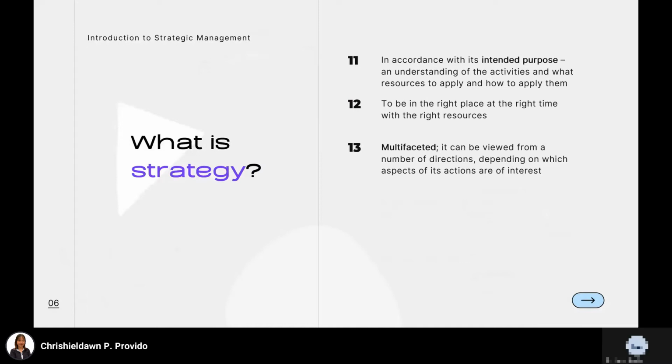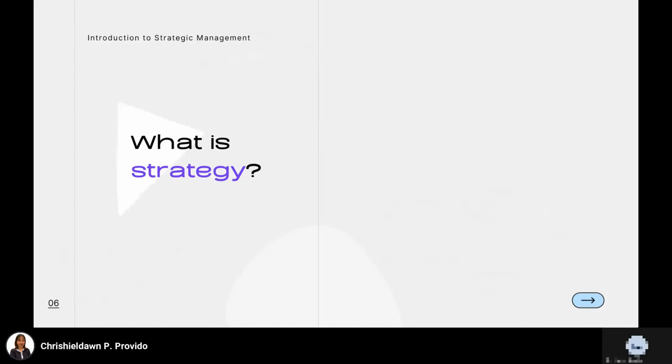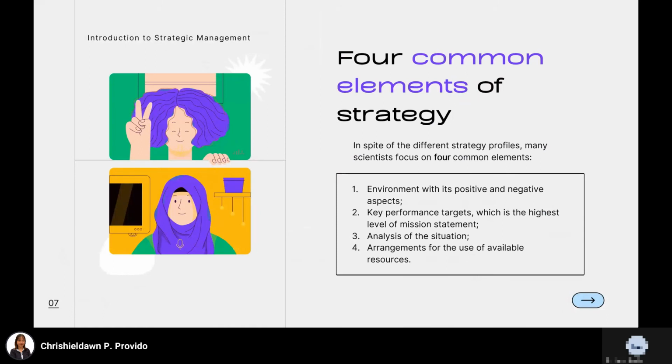An organization's strategy is multifaceted. It can be viewed from a number of directions depending on which aspects of its actions are of interest to the organization. In spite of the different strategy profiles, there are four common elements of strategy. First, environment with its positive and negative aspects. Second, the highest level of mission statement, which is key performance targets. Third, analysis of the situation. And finally, arrangements for the use of available resources.